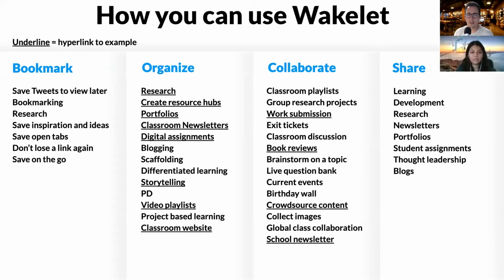And here are some ideas of ways that you can use Wakelet. We broke them up into those 4 categories: bookmark, organize, collaborate, and share. Anything that's underlined is hyperlinked to an example. So if you were going to create a collection just to bookmark some things, you can save tweets to view later.